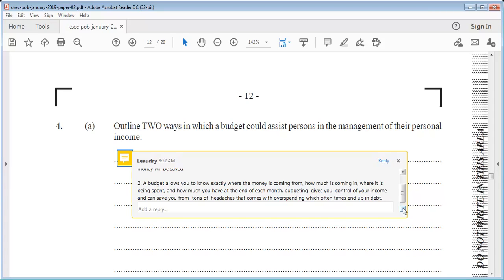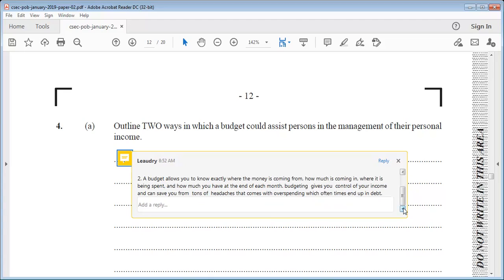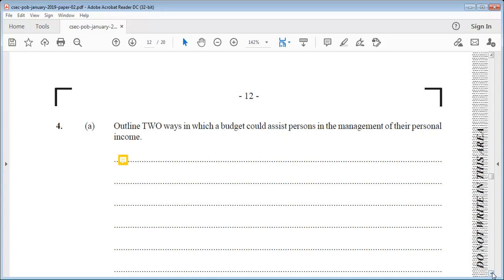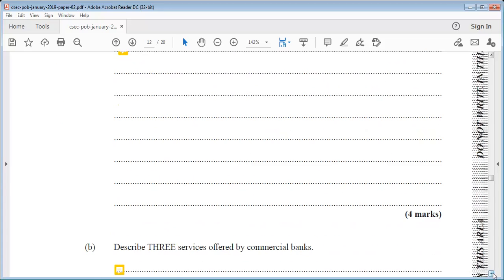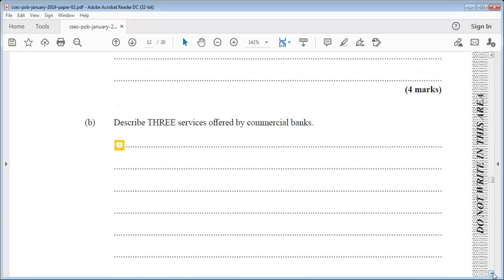Budgeting gives you control of your income and can save you from tons of headache that comes from overspending, which oftentimes ends up in debt. So those are just 2 ways in which a budget could assist you. And that will be worth 4 marks.